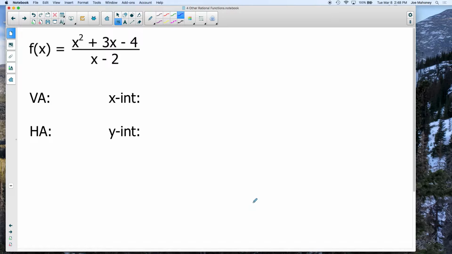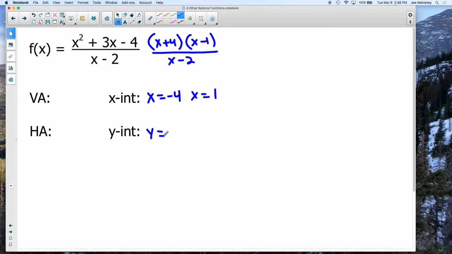I wonder if I can factor the numerator again. Let's see what's happening. Looks like it's going to factor to x plus 4 times x minus 1. Okay. Well, nothing cancels here. That's all right. But what I do know from this is that my x-intercepts are going to be at x equals -4 and at x equals +1, because those are the values that make my numerator 0. Those are my x-intercepts. And while I'm at it, the y-intercept is going to be y equals -4 over -2, or y equals 2.